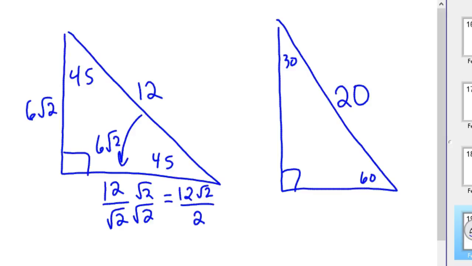Or irrational number. Here you're given the hypotenuse, so you would divide by 2 to get the short leg, which is 10. Take that times the root of 3 for the long leg, and so that's 10 root 3. So those are some 30, 60, 90s. Hope this helps.